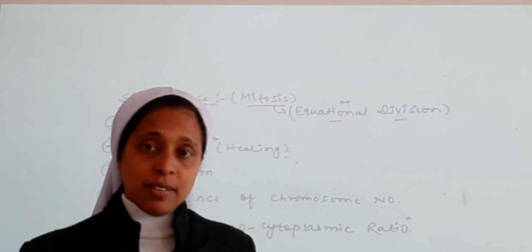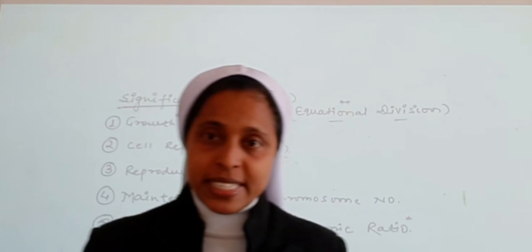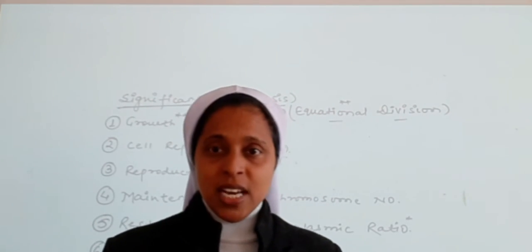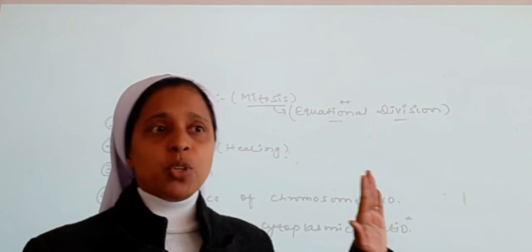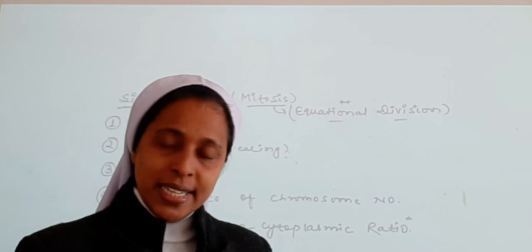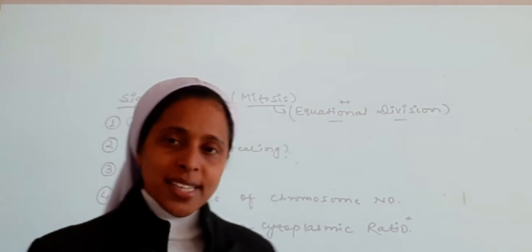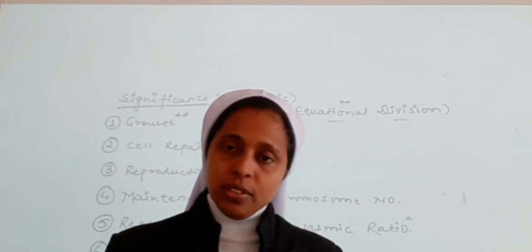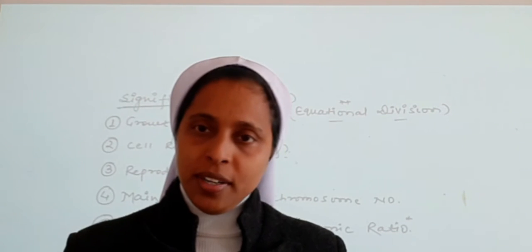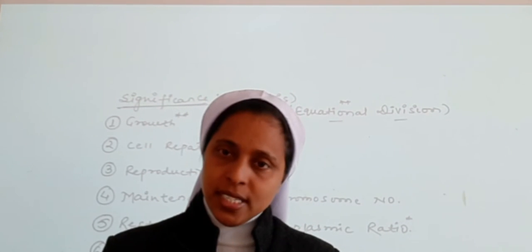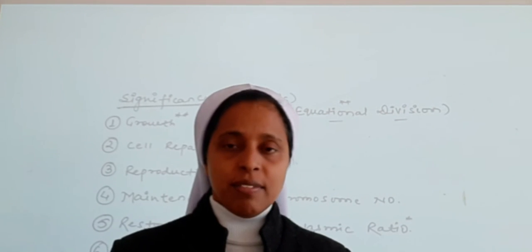So I hope you have understood the significance. The first point we have learned was growth, and the second point was cell repair, how the repairing is taking place when injuries occur, healing, then reproduction. Next is maintenance of the chromosome number, how the chromosome numbers are maintained as in the parent cell. Then the next is restoring the nucleocytoplasmic ratio, and the last point we have learned is cancer. So that's all regarding mitosis. From the beginning onwards we have learned what is mitosis, what are the various phases of mitosis, why it is called equational division, and which is the dramatic cycle of this mitosis. All these things we have learned in detail.